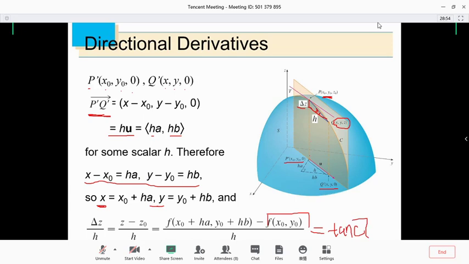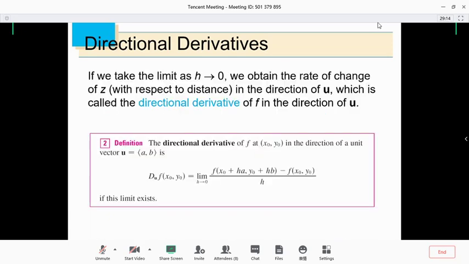Since there is perpendicular, and so here is also perpendicular. Okay, so we get the change rate. This is the change rate. So we have the following definition. This is the definition for the directional derivative.